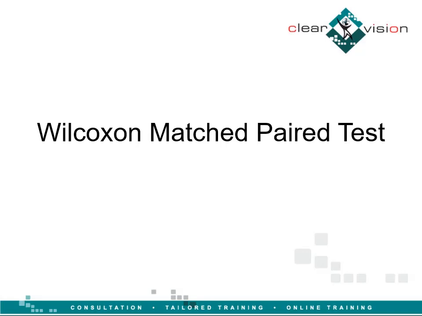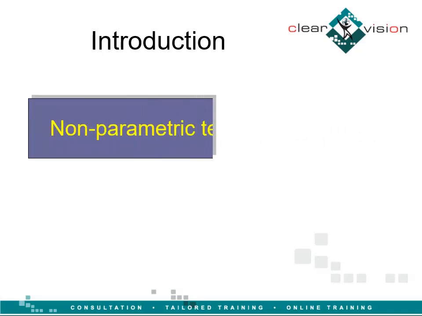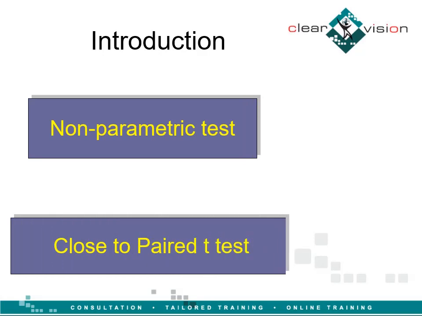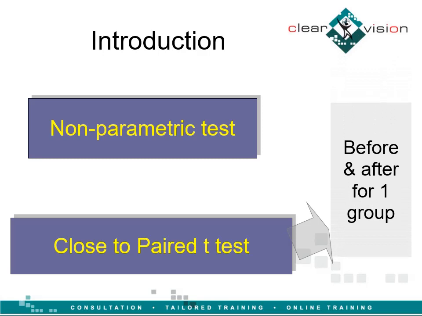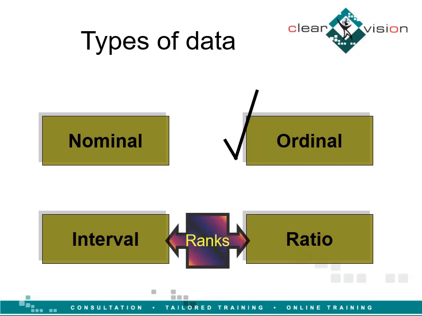Wilcoxon matched pair test. Wilcoxon matched pair test is a non-parametric test, very close to the paired t-test, which is the test to see the change before and after for the same group. Wilcoxon matched pair test is used for ordinal type of data, or if the data are interval or ratio but changed or transformed into ranks.